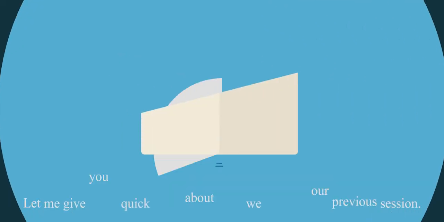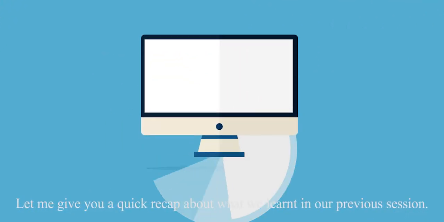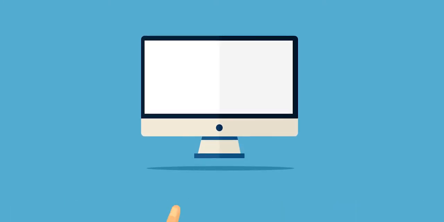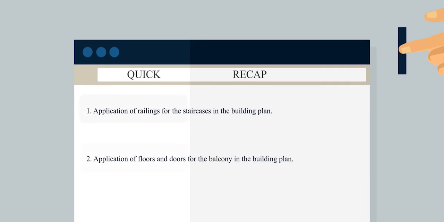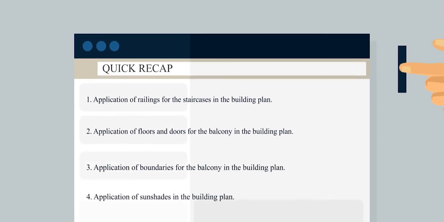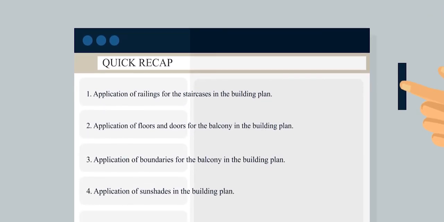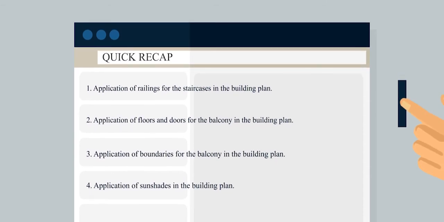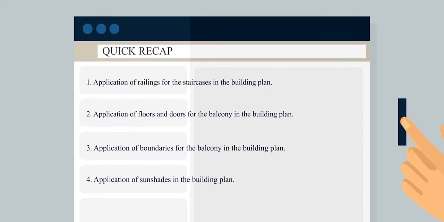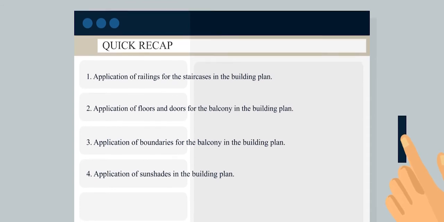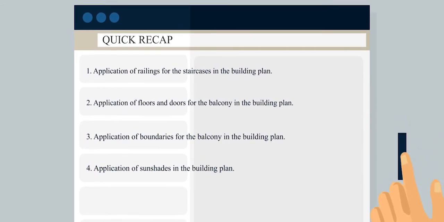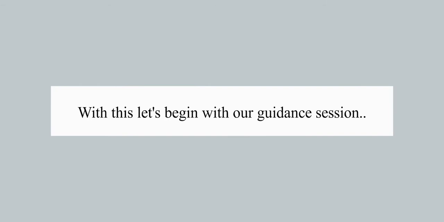Let me give you a quick recap about what we learned in our previous session. In our previous session, we learned about application of railings for the staircases in the building plan, application of floors and doors for the balcony in the building plan, application of boundaries for the balcony in the building plan, application of sunshades in the building plan. With this, let's begin with our guidance session.